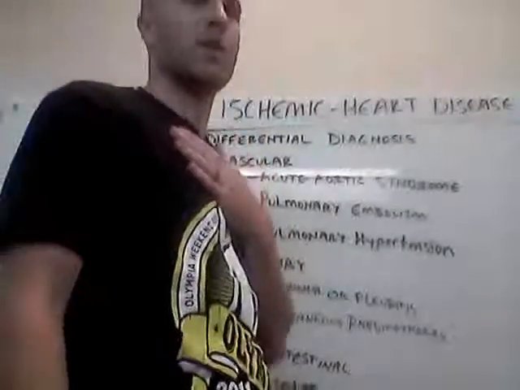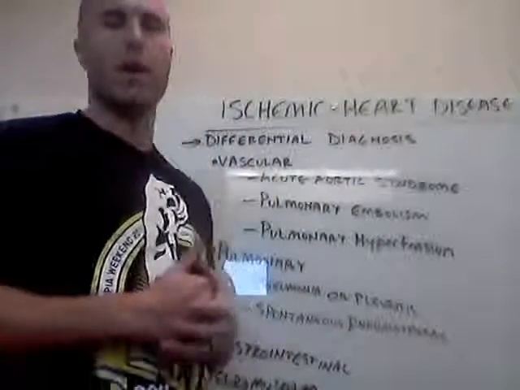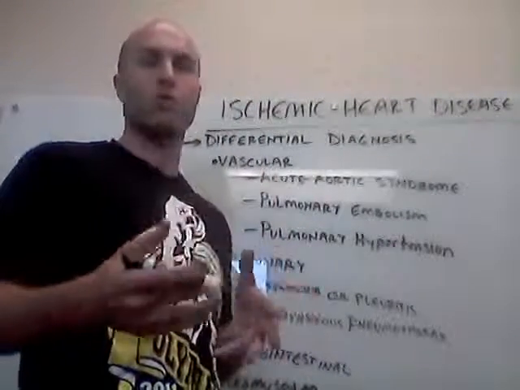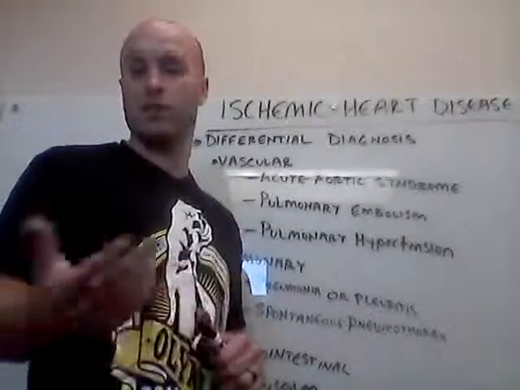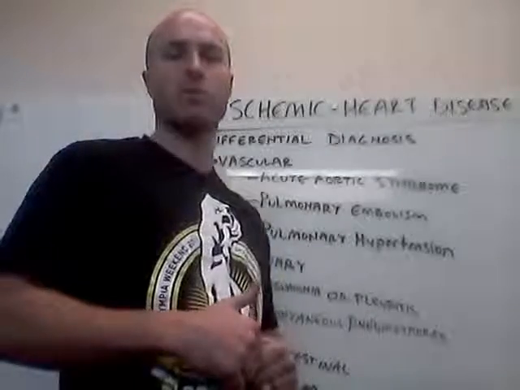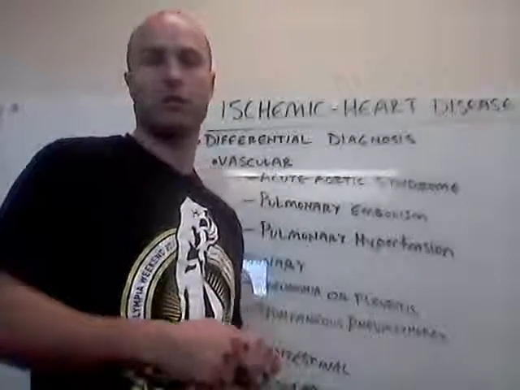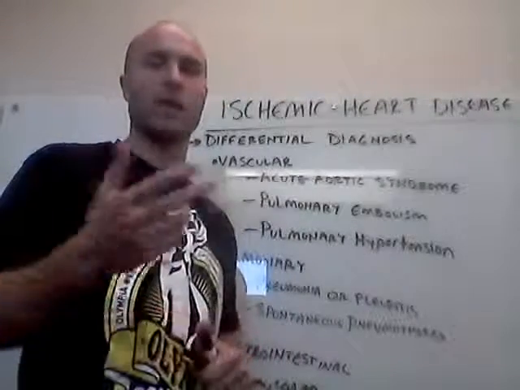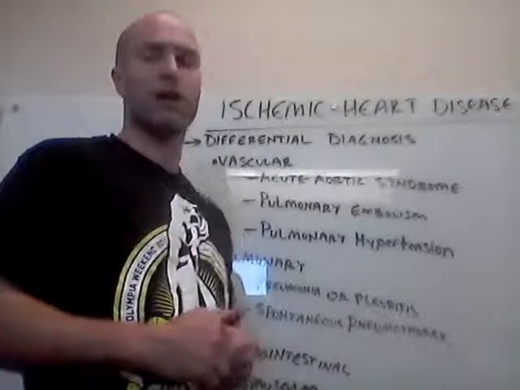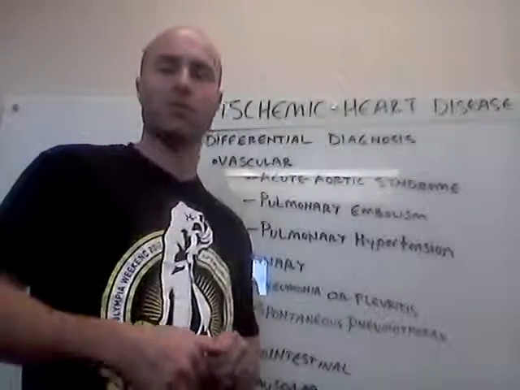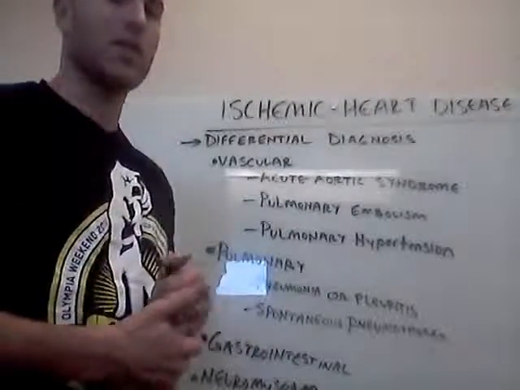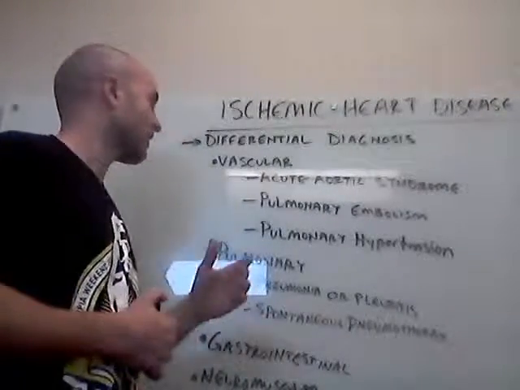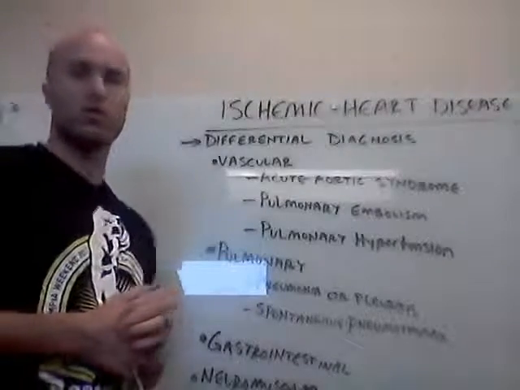We already talked in previous videos about what actual ischemic heart disease is and what causes it. And then we talked a little bit about pericarditis as a differential diagnosis, and we also talked about aortic stenosis. Now we're going to be talking about some other vascular causes of chest pain that might be on a differential diagnosis in the case of someone who is presenting with ischemic heart disease. The first of these is going to be acute aortic syndrome.